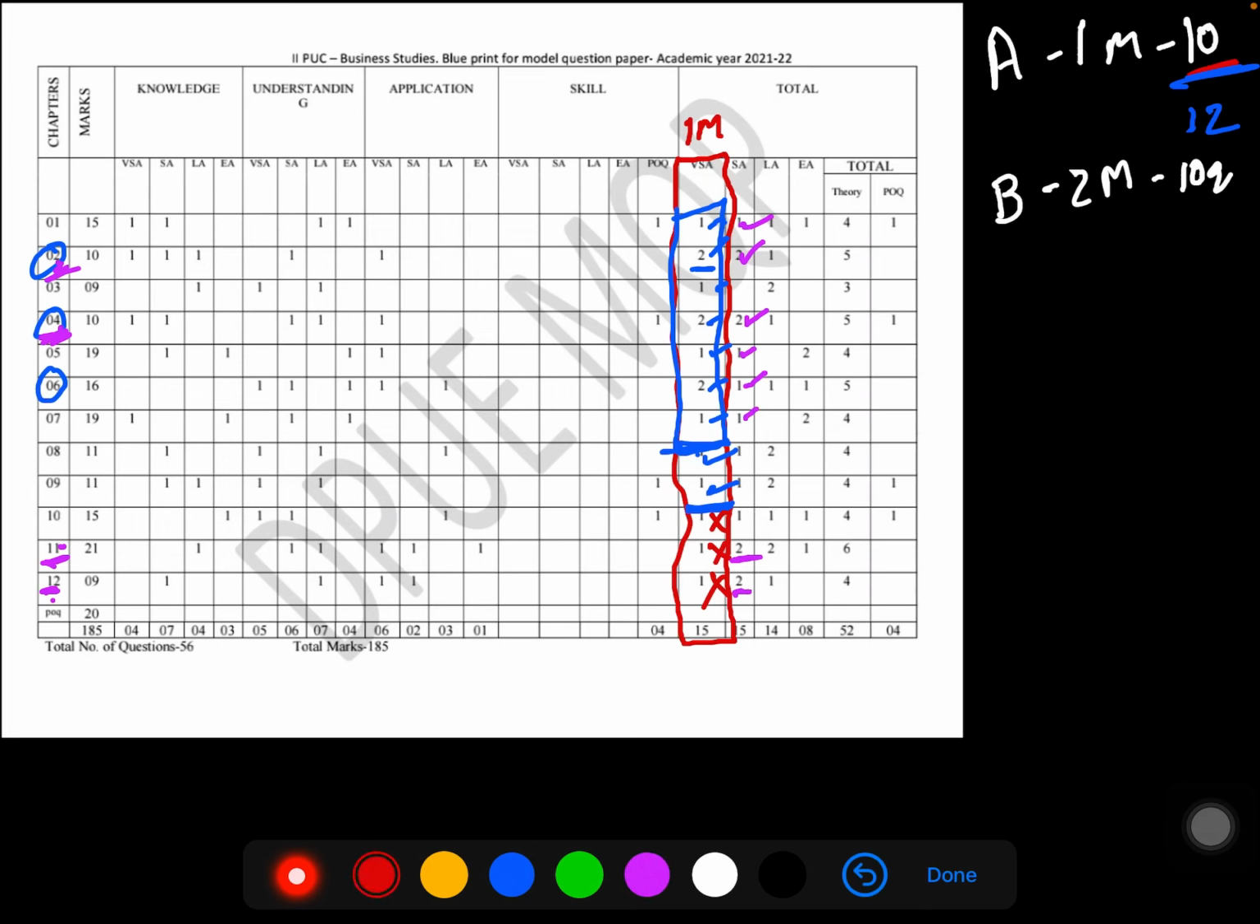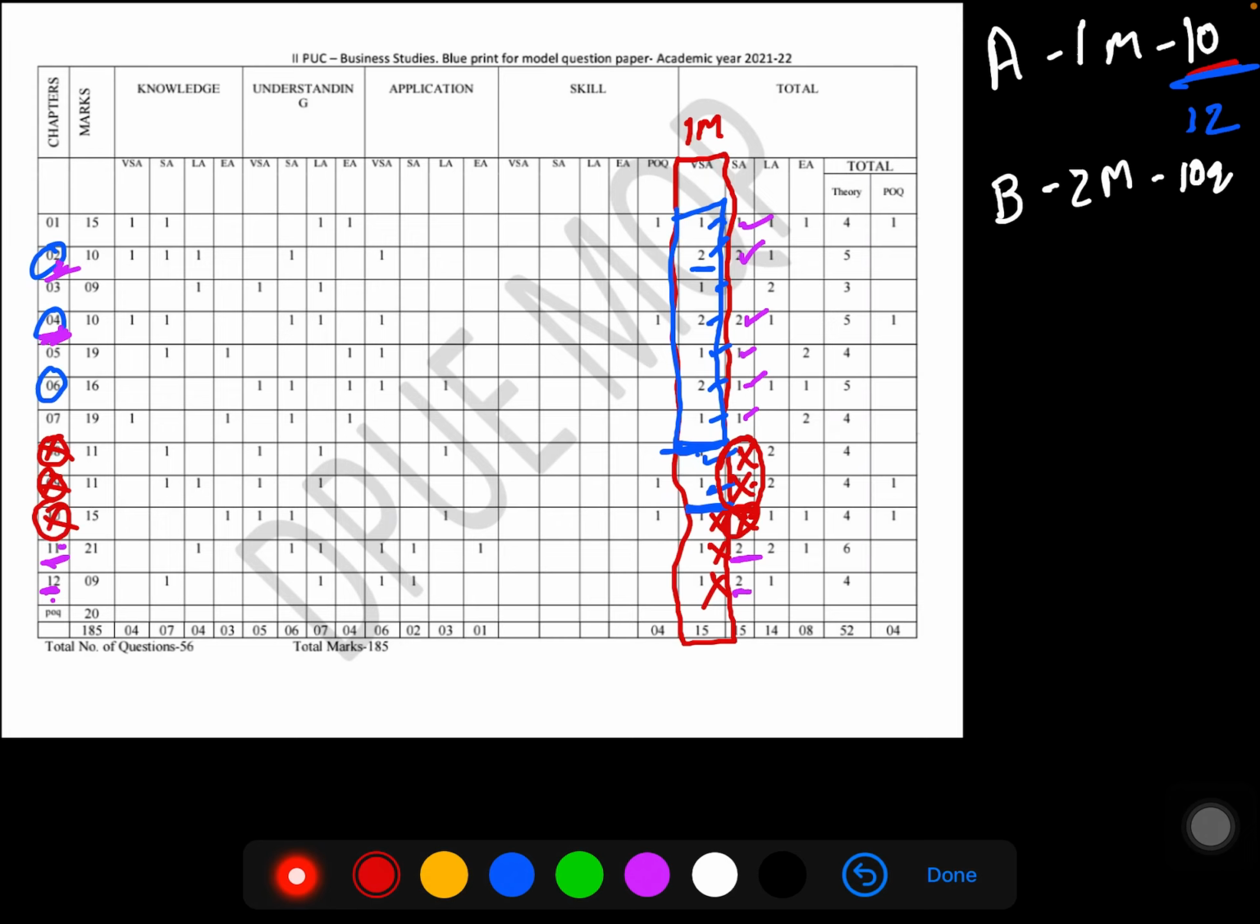The chapters which you're going to skip for 2 marks are the 8th chapter and the 9th chapter. No need to read, because as I told you, you have to keep extra questions. So in that sense, you can skip this also. 3 chapters you're going to skip: 8th, 9th, 10th. You're not going to read them for the 2 marks.